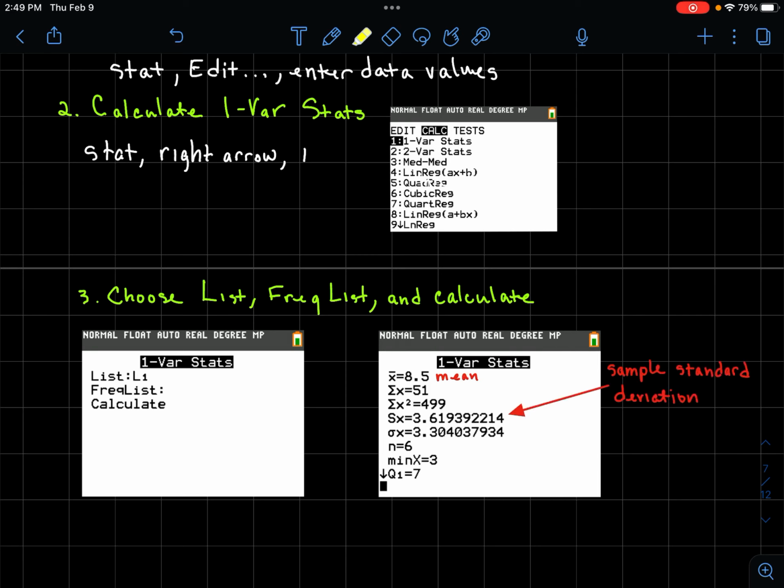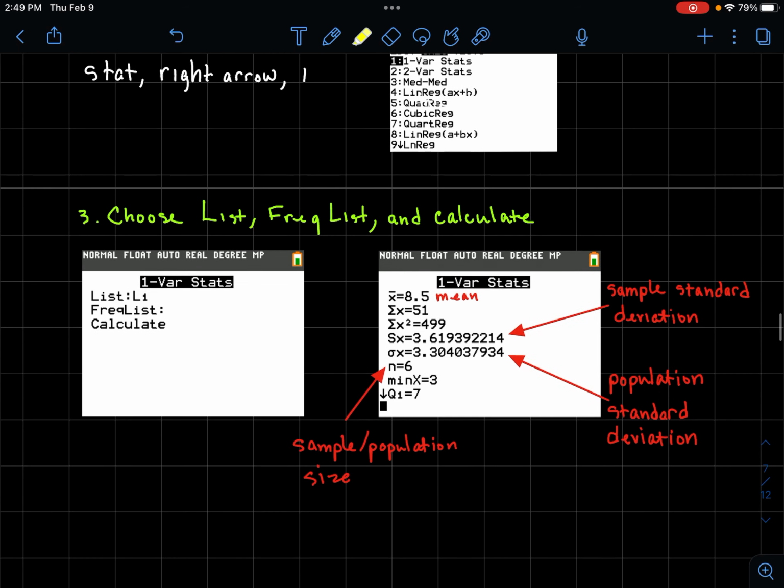One of the pieces of information is the 8.5. That's the mean that we calculated earlier. The next thing is we have a sample standard deviation with the S. The sigma notation would tell us this is the population standard deviation, so it does those formulas for us. And the final data point is the n equal to 6. That's because we had a sample size of 6, or if we're doing a population, then that's our population size. So there's a lot of information you can find from this screen.